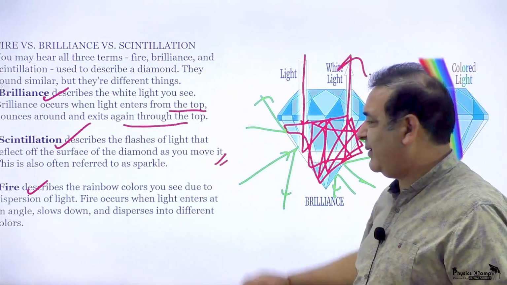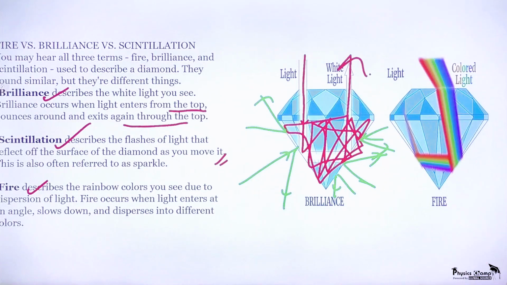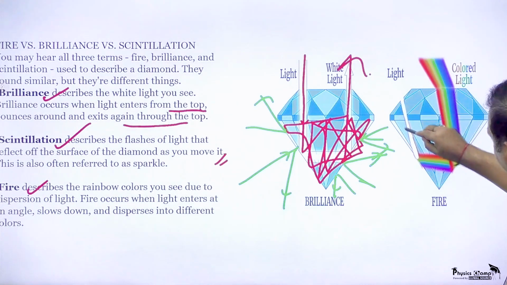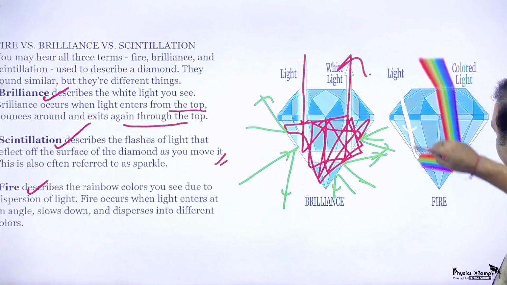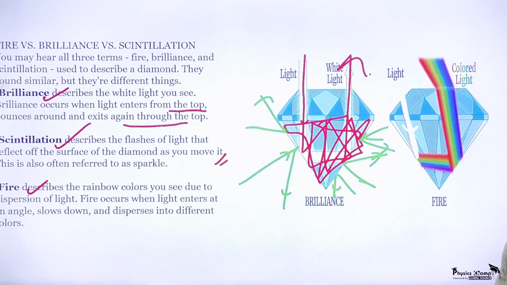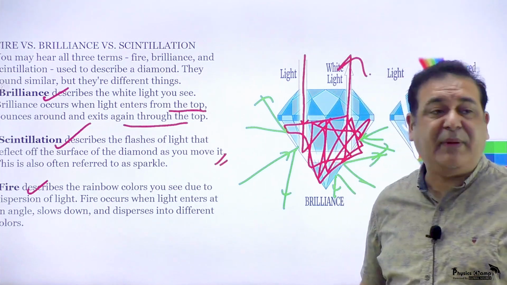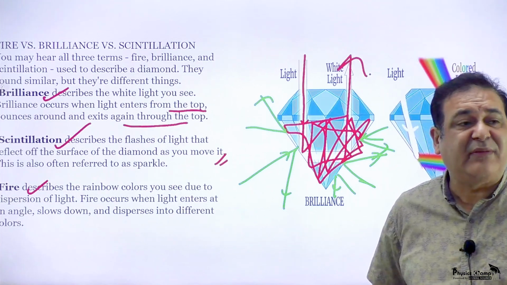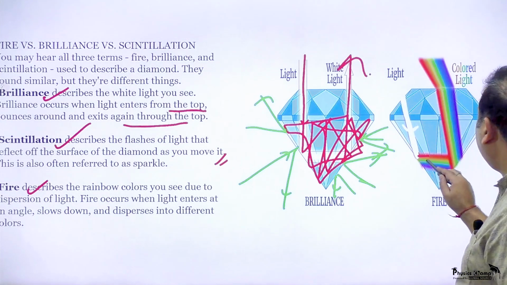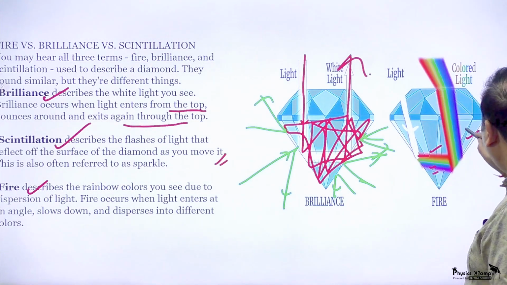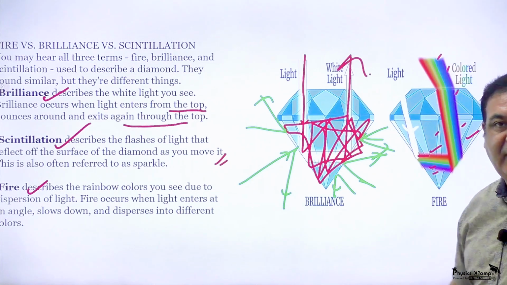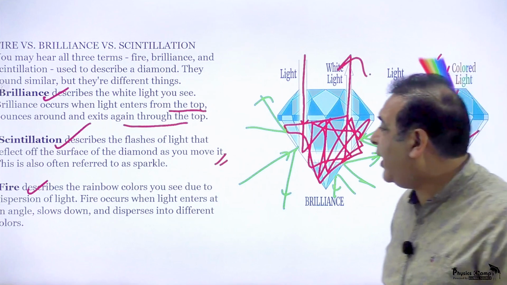And third is fire. It is like a prism also. So fire is when the white light enters in, and then due to the shape of this diamond, this white light suffers dispersion, that we are going to see next. Dispersion you have studied in the previous classes, when white light breaks into 7 colors. So this white light breaks into 7 colors over here, and then you see this colored light that is coming out of it. This is called fire.